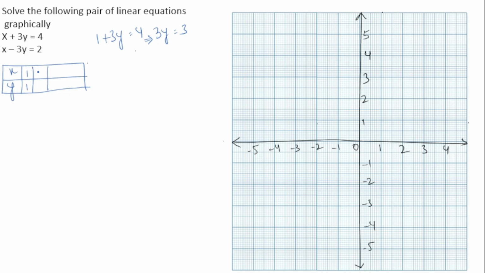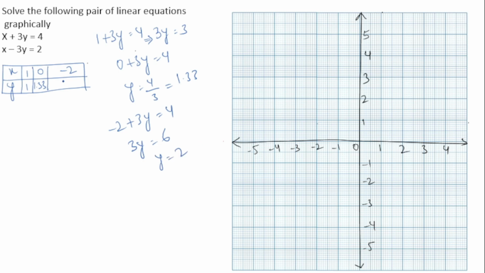If you take x value as 0, then 0 plus 3y is equal to 4. So y is equal to 4 by 3, it is 1.33. If x is equal to minus 2, minus 2 plus 3y is equal to 4. 3y is equal to 4 plus 2, 6. Y is equal to 2.